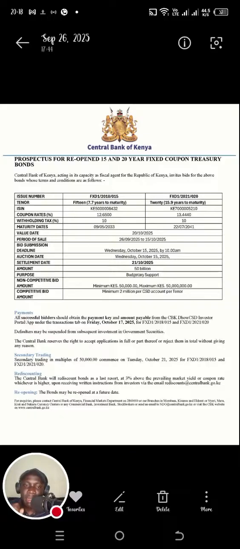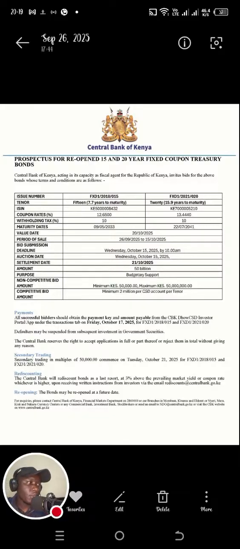Then there's something that I would like to mention here when it comes to amount. The minimum is 50,000 and any additional amount must be a multiple of 50,000. So understand that you cannot invest 70,000 in treasury bonds because the amount has to be a multiple of 50,000. So it's either you're investing 50,000, 100, 150, 200. I know you get the concept.